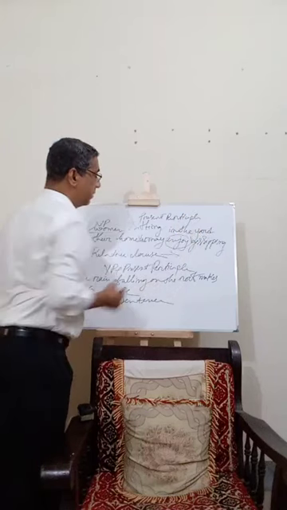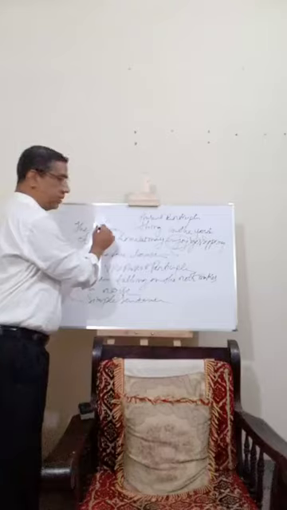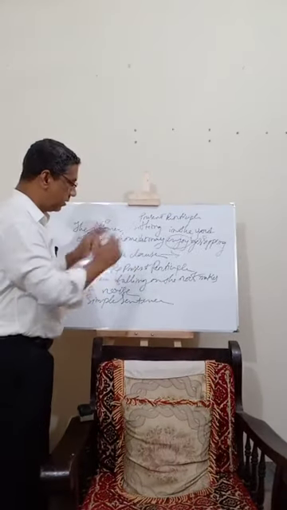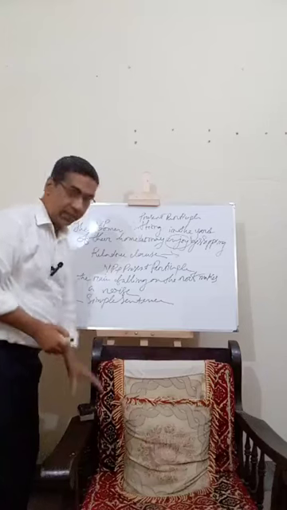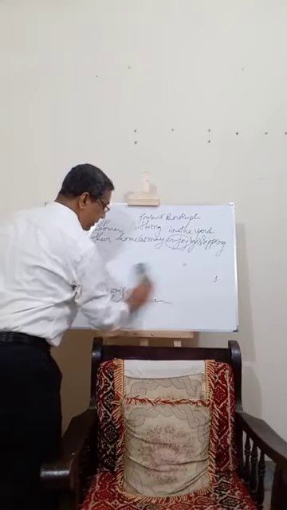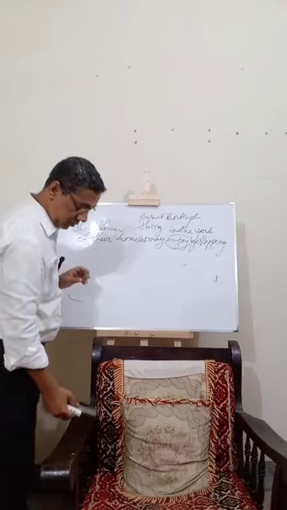You understand? Sitting is the present participle. Now we can say women is the NP. Sitting is the present participle. Now the complex sentence changes into simple.